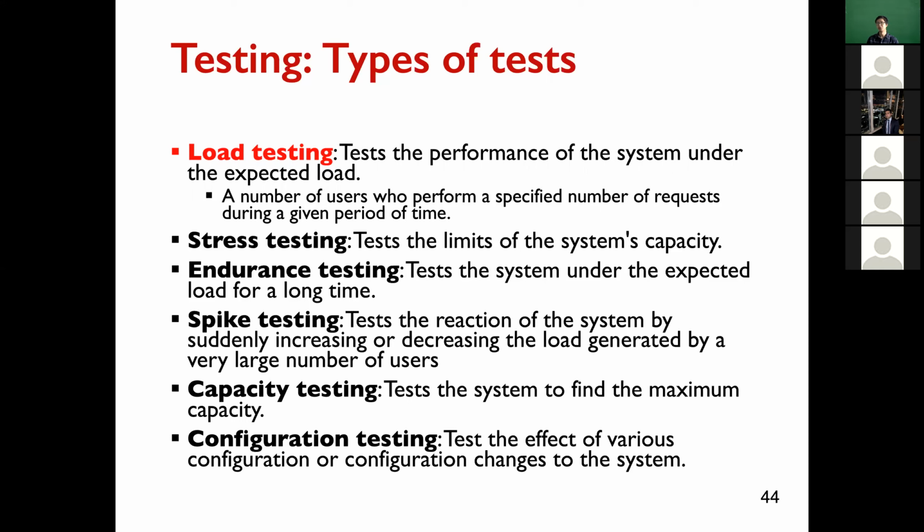Endurance testing tests how long the system can survive under the expected load for a long time. Spike testing tests the reaction of the system by suddenly increasing or decreasing the load generated by a very large number of users. Capacity testing tests the system to find the maximum capacity. Configuration testing tests different configuration combinations and verifies their impact on the performance of the system.